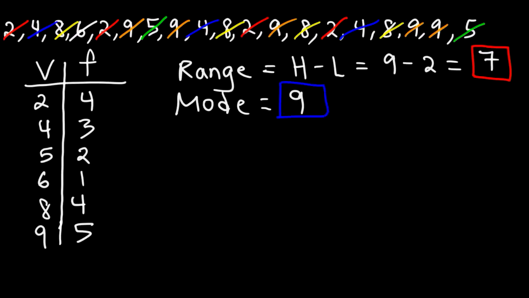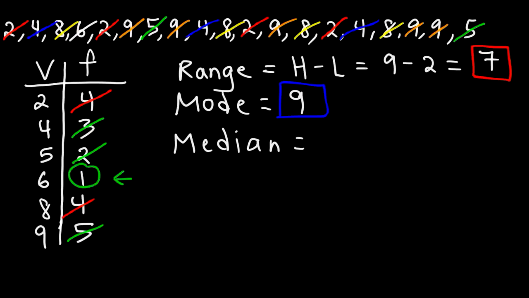Now what is the median in this example? What is the middle number? What would you say? Well, we could eliminate 4 numbers on the left side and 4 numbers on the right side. And then we can also eliminate 5 numbers on the left and 5 on the right, which means the middle number is going to be a value of 6. 6 is the median in this case.